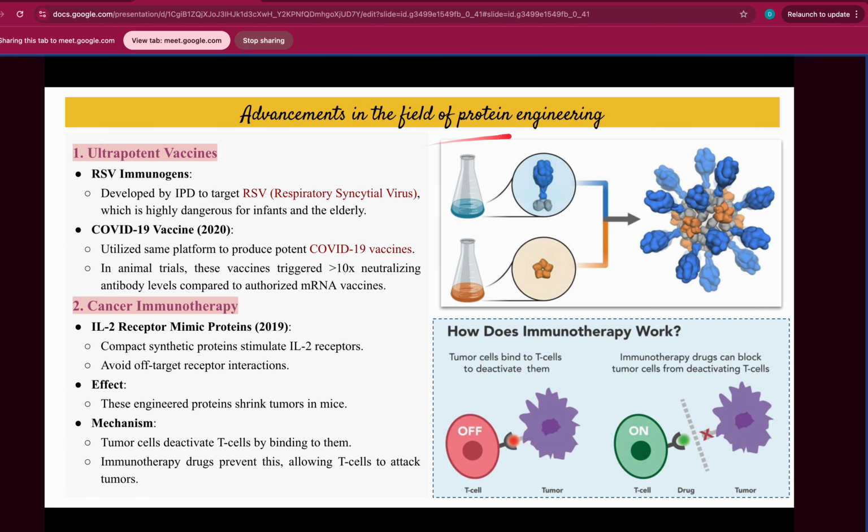And if we talk about the advancements, then ultra potent vaccines have been developed. Cancer immunotherapy has been observed, in which previously the T cell was interacting with tumor, and in this case the T cell was not able to generate or bring about the immunogenic response, but with the help of the drugs or immunotherapies, now the T cell is getting blocked, it is not interacting with the tumor, so now this T cell can bring about the immunogenic response. So all these were helped by the protein engineering techniques.